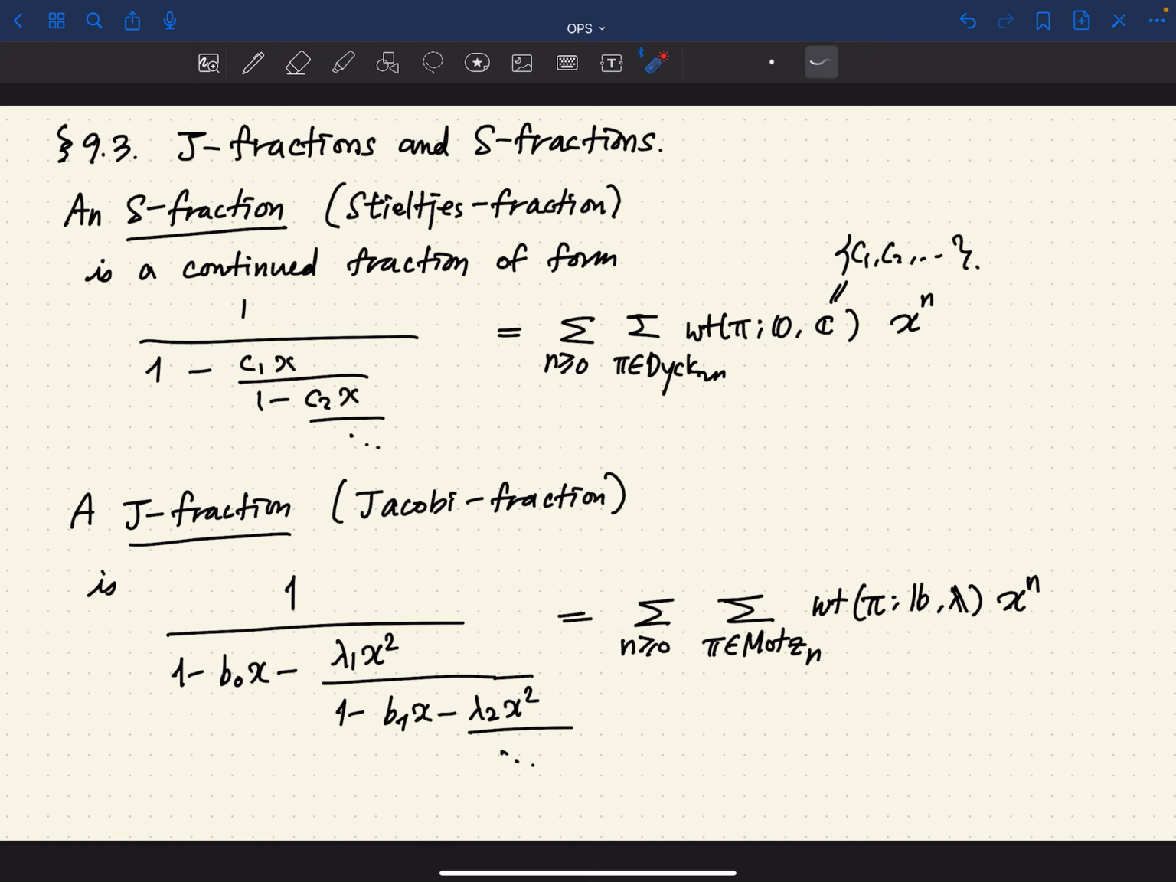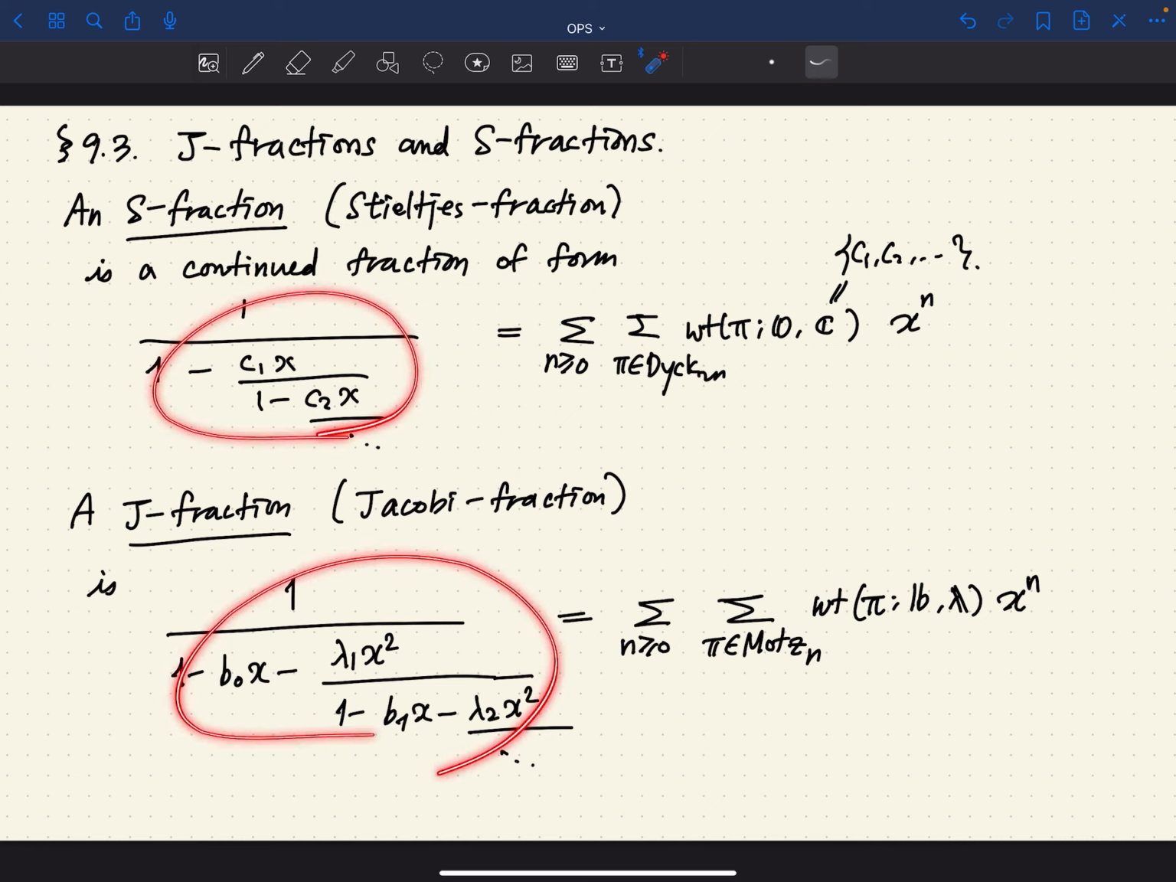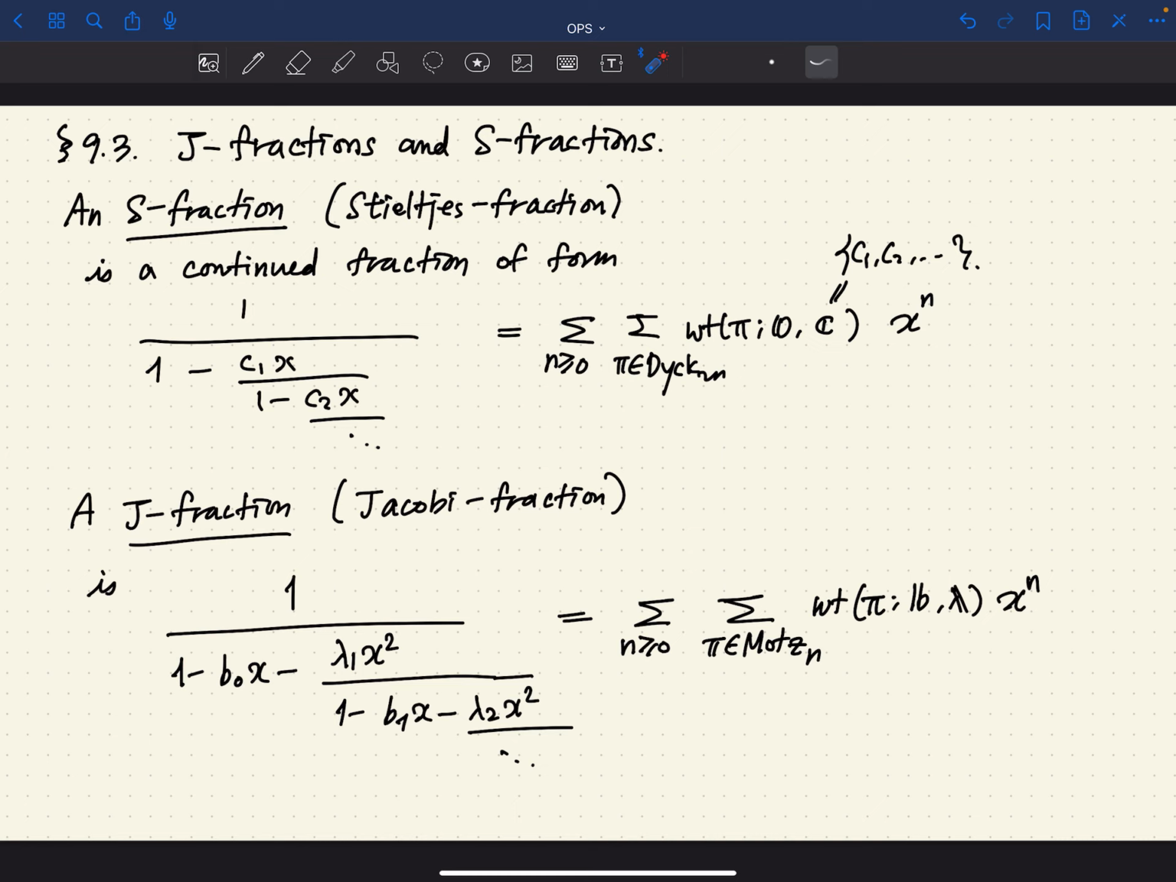Yeah, we proved this in Flajolet's theory of continued fractions. So, because we have C fractions and S fractions and J fractions as generating functions for Dyck paths and Motzkin paths, but these are really moments of some orthogonal polynomials coming from these sequences. So because of that, we have this nice connection between the two continued fractions.